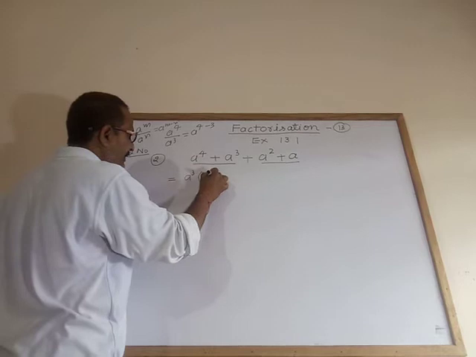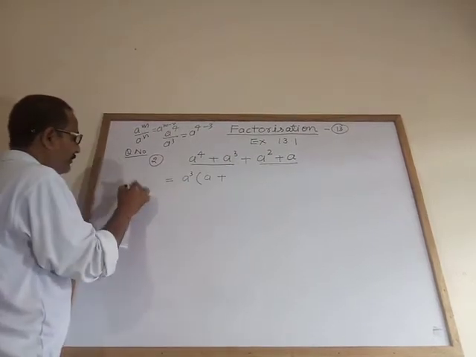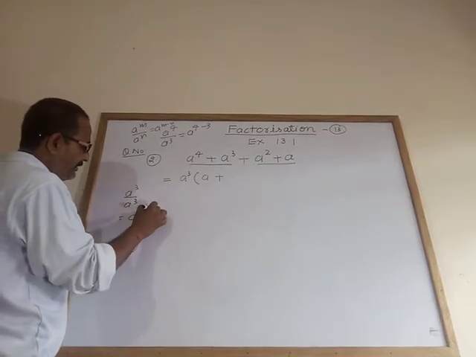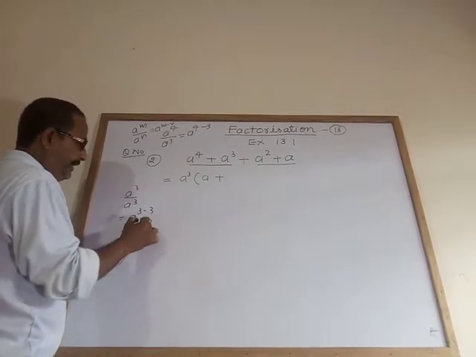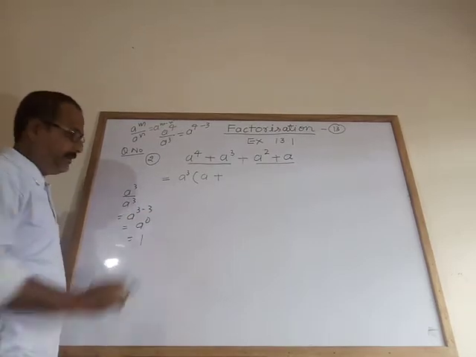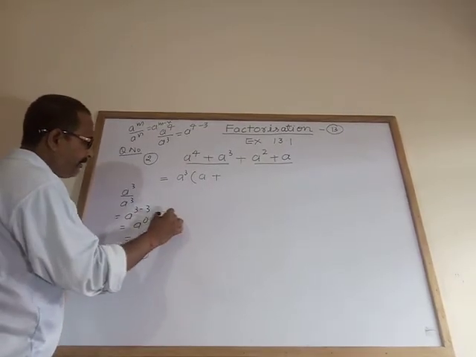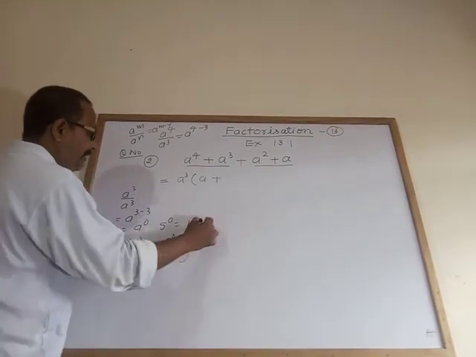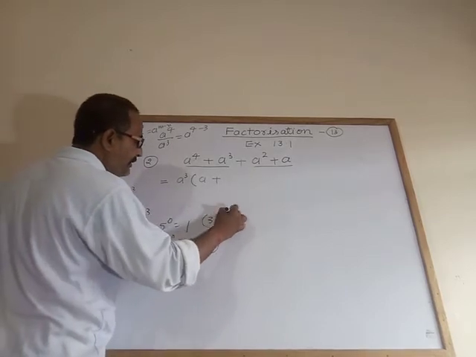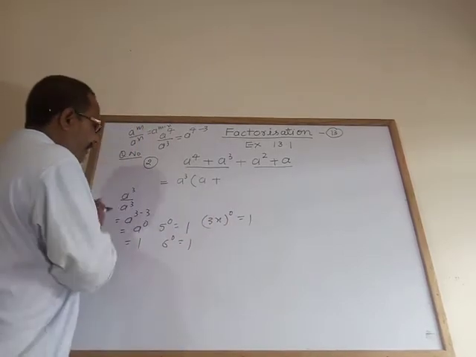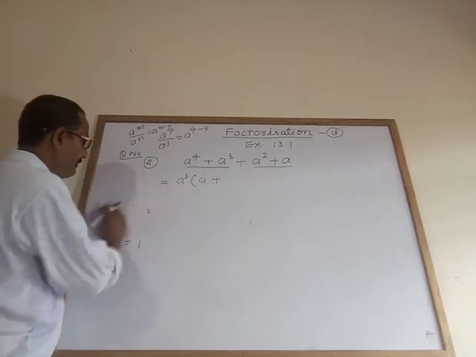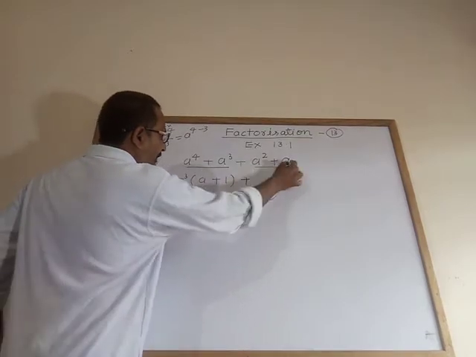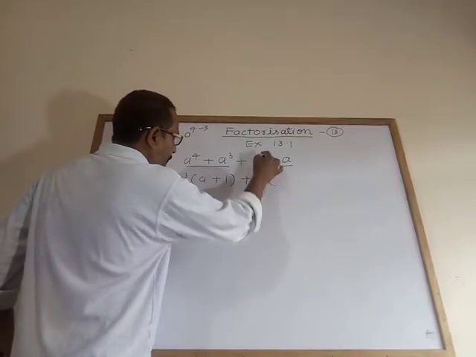What is remaining here? A. Here a to the power 3 divided by a to the power 3 is a to the power 3 minus 3, a to the power 0. A to the power 0 means the value is 1. This is a formula. It means 5 power 0, its value is 1; 6 power 0, value is 1; 3x to the power 0, its value is 1. Same we can use here. You will get 1.